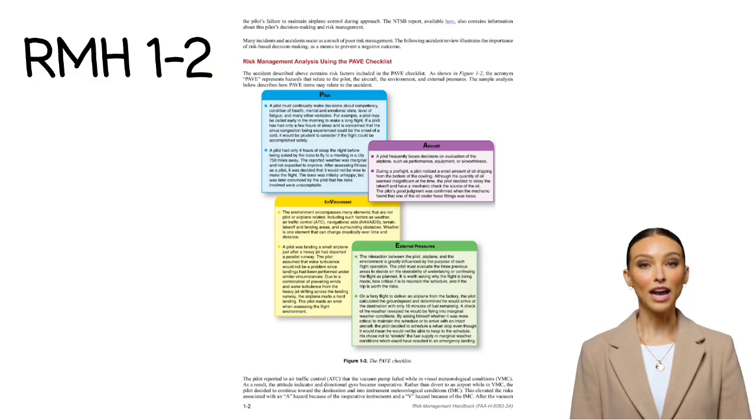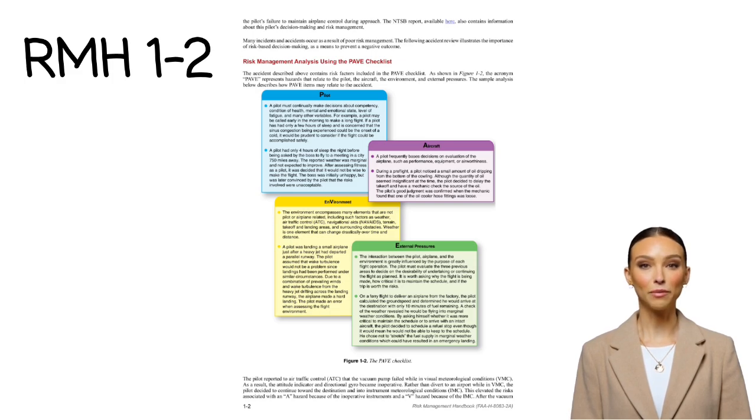The pilot reported to Air Traffic Control, ATC, that the vacuum pump failed while in visual meteorological conditions, VMC. As a result, the attitude indicator and directional gyro became inoperative. Rather than divert to an airport while in VMC, the pilot decided to continue toward the destination and into instrument meteorological conditions, IMC. This elevated the risks associated with an A hazard because of the inoperative instruments and a V hazard because of the IMC.